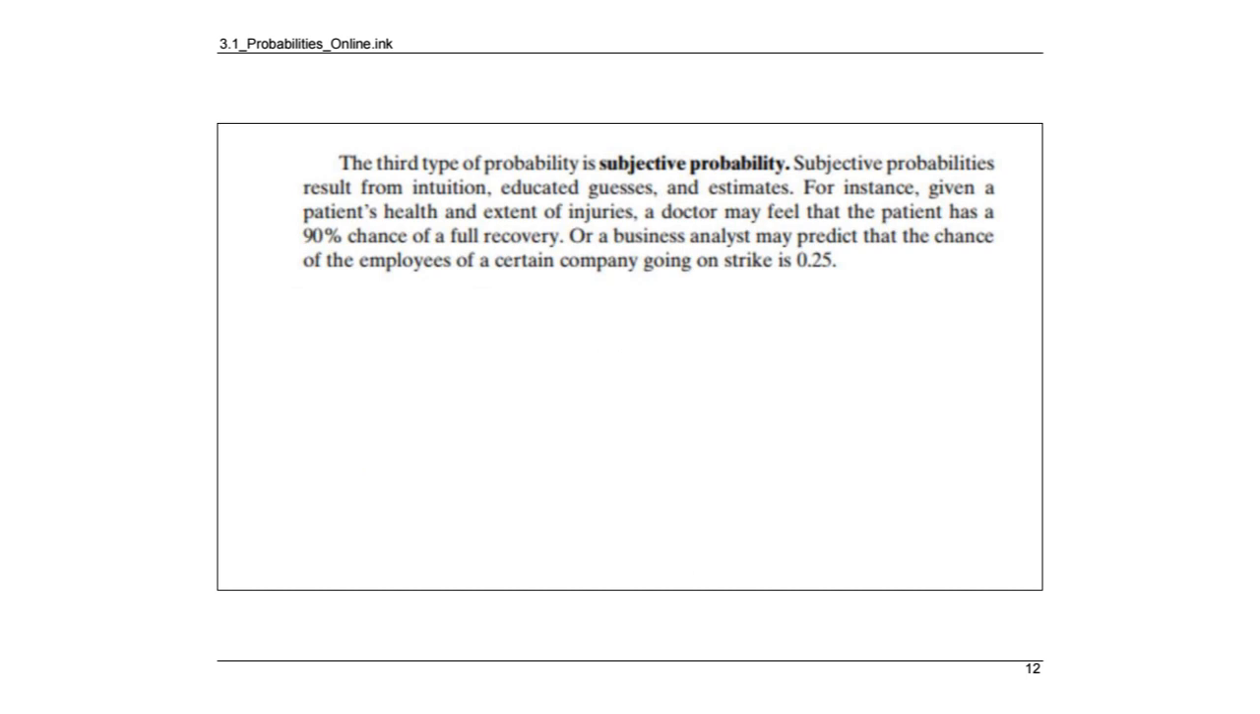All right, now we get down to subjective probability. So this one is a little tougher. It's based on intuition or an educated guess or an estimate. So, like if you go in to see your doctor, they might say you have a 90% chance of full recovery. He or she doesn't know for sure, but they're basing their information on patients that they've seen over their career and studies that they've read. So, that is an educated guess.